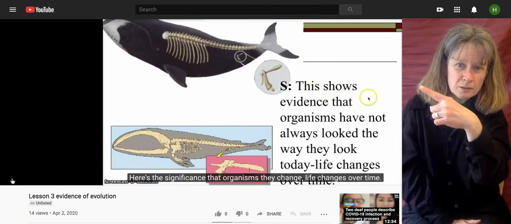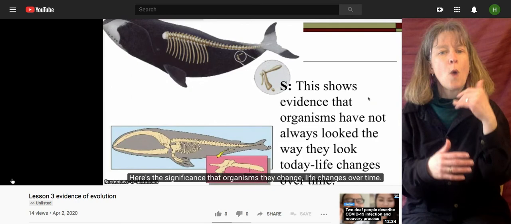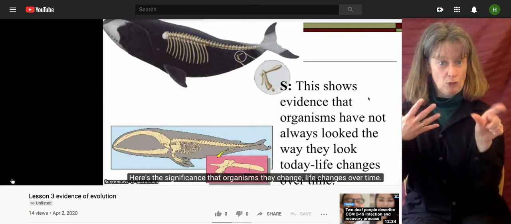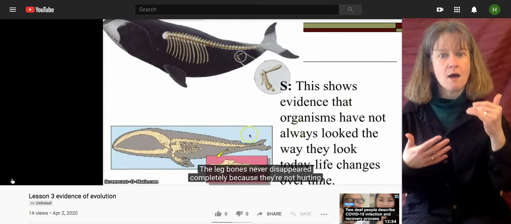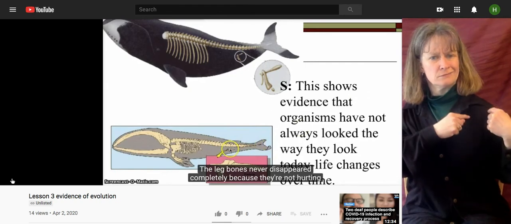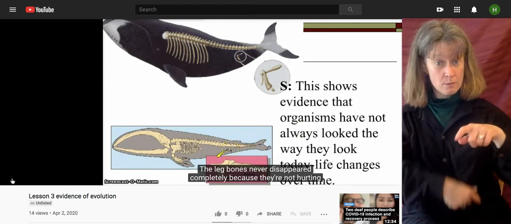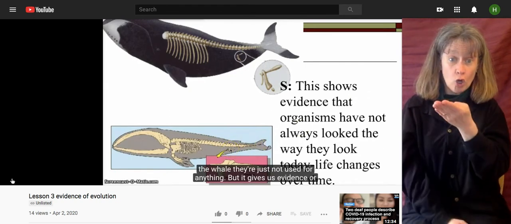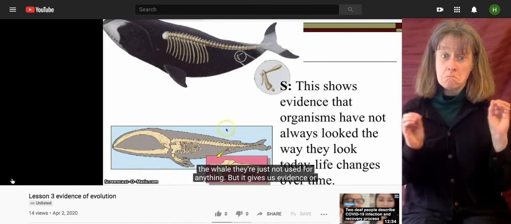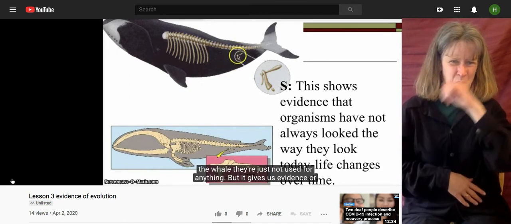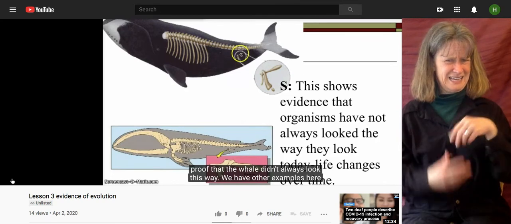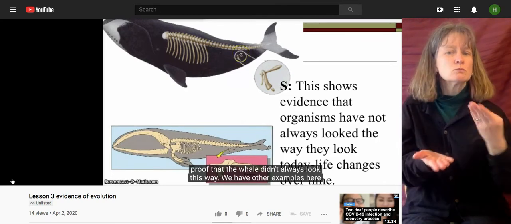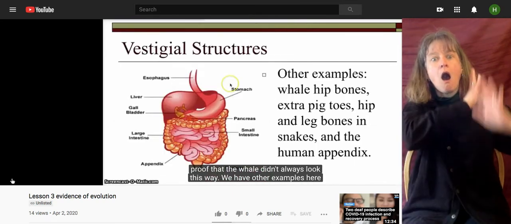Here's the significance: organisms change. Life changes over time. The leg bones never disappeared completely because they're not hurting the whale. They're just not used for anything. But it gives us evidence or proof that the whale didn't always look this way.